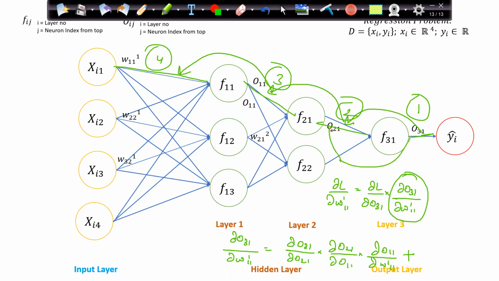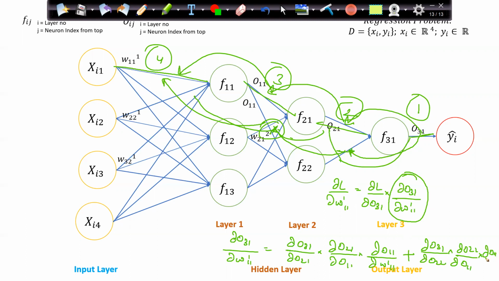The second path, which is nothing but from here to here to here, right? The second path, which is nothing but ∂O31/∂O22, from O31 to O22, which is this one, multiplied by ∂O22/∂O11, which is from O22 to O11, which is this input, right? And from O11 again back to W111, so multiplied by ∂O11/∂W111. This is what this equation is.